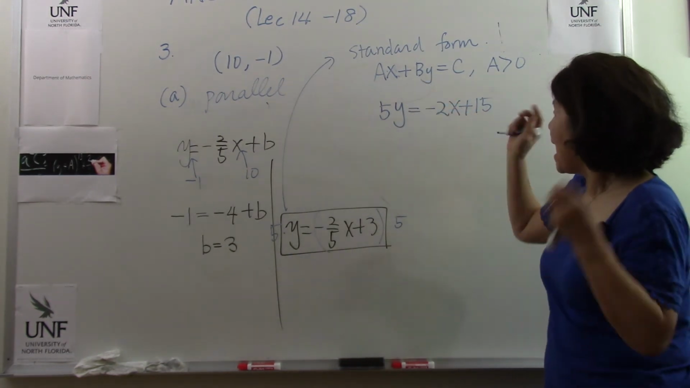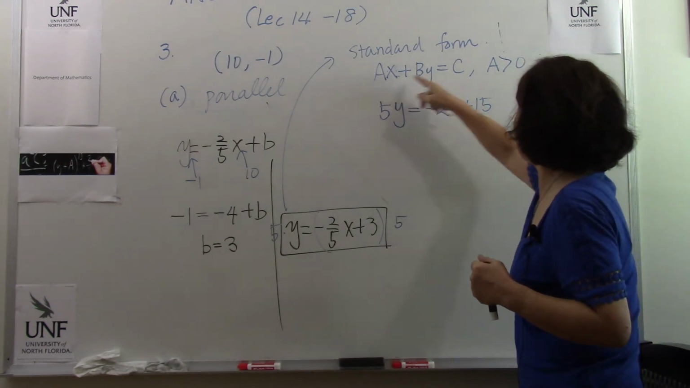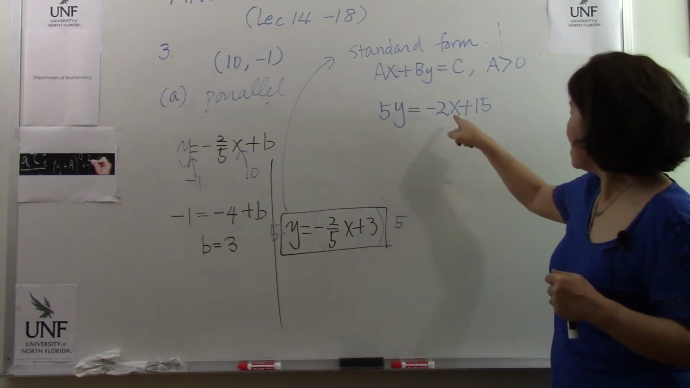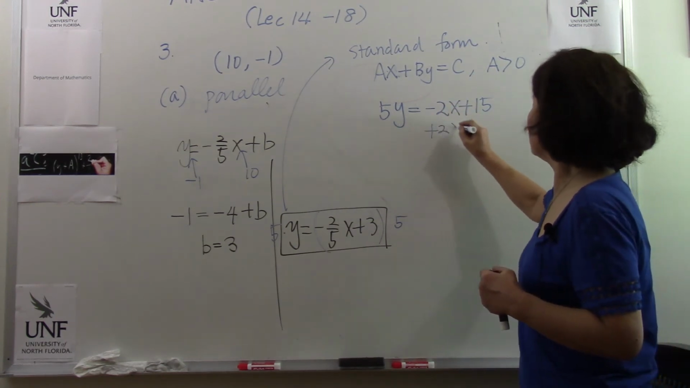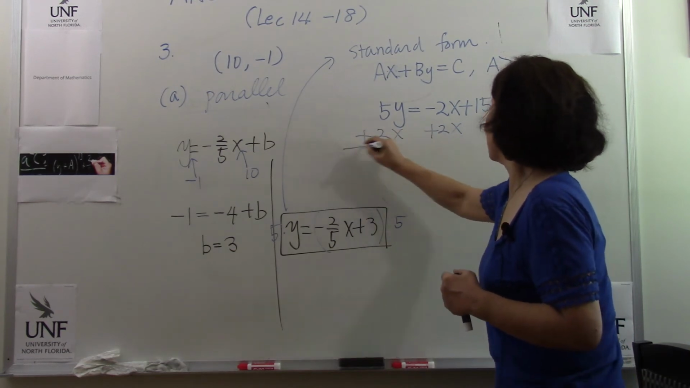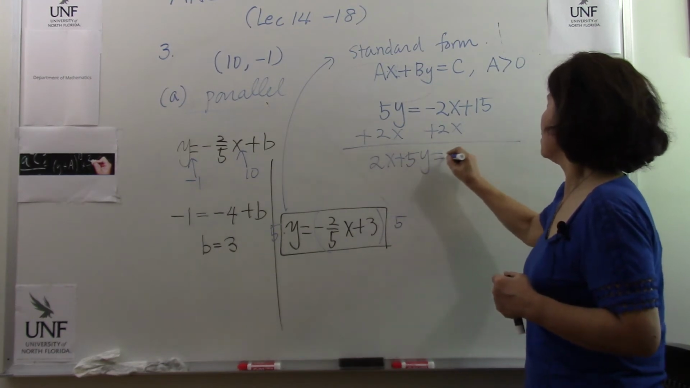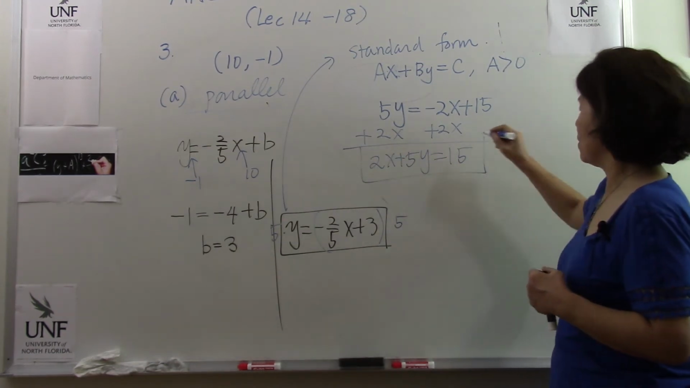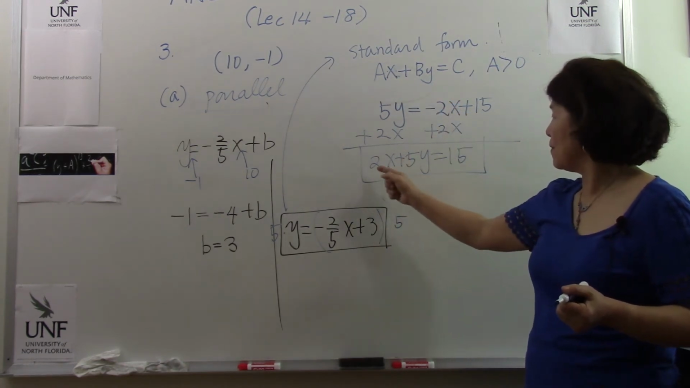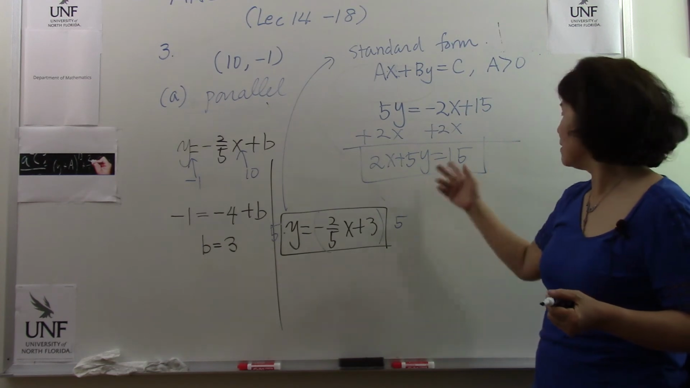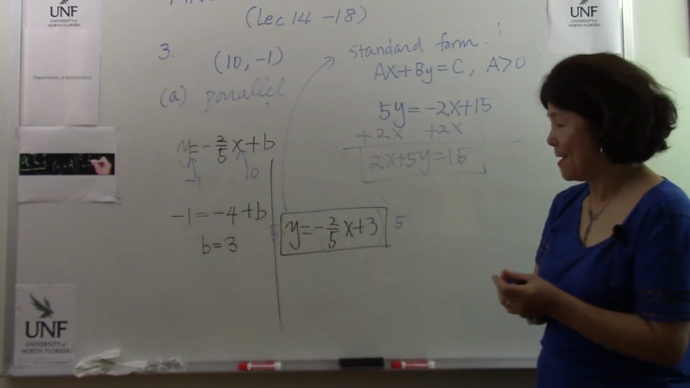Look at this form. x and y have to be together, and x must have a positive coefficient. Right now x has a negative 2 coefficient, so just add 2x to both sides. It will do the job. So 2x plus 5y equals 15. Yes, we got what we wanted. x and y together, the coefficient of x is positive, and the constant by itself. So this is a standard form. Okay.